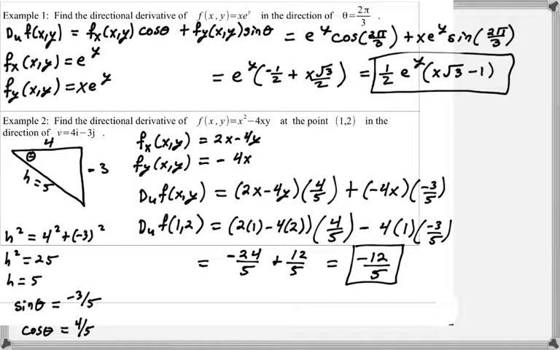Okay, so if we're standing at the point (1, 2) on the xy plane, then the z-coordinate would be 1 squared minus 4 times 1 times 2, so that'd be negative 7. So it'd be at the point (1, 2, negative 7). And if we decided to go in the direction of 4i minus 3j, then our rate of change in z would be negative 12/5. So that would say if we were going in that direction, we would be walking down on that surface, so your z would be decreasing. Okay.